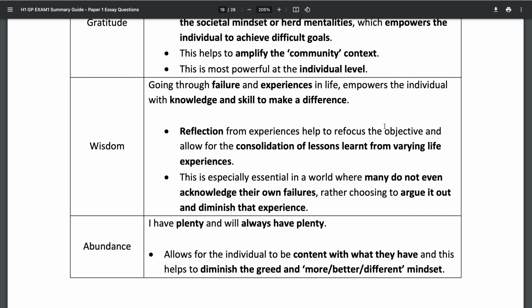Right? We choose to argue that, no, I didn't fail because I did this, I did that. It doesn't matter, because when you argue it out, you're diminishing the value of failure. Failure has value. In fact, it has more value than success, because failure allows you to be driven, allows you to learn and do better. That's why reflection is important. That's why acknowledgement of failure is important.